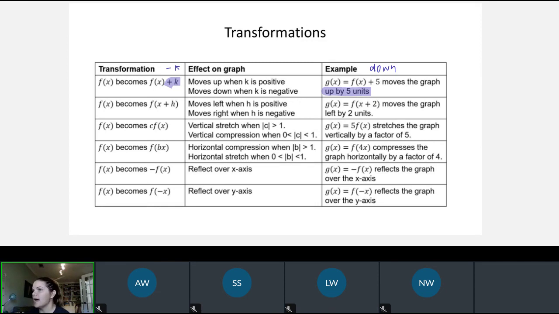If it is adding or subtracting a number, we'll call it h, inside the parentheses, we're moving left and right. So it's going to move to the left when h is positive. So if we're adding h, it moves left. If we're subtracting h, it moves right.